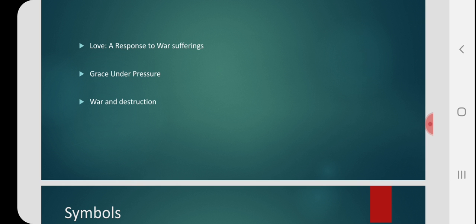So these are the three major themes of this novel: that love is the only remedy of war sufferings, then grace under pressure, definitely. And this grace under pressure has also become a term that is widely used in the English language all around the globe. So war and destruction, of course, whenever there is a war, there is destruction. The writer criticizes acts of war throughout the novel.